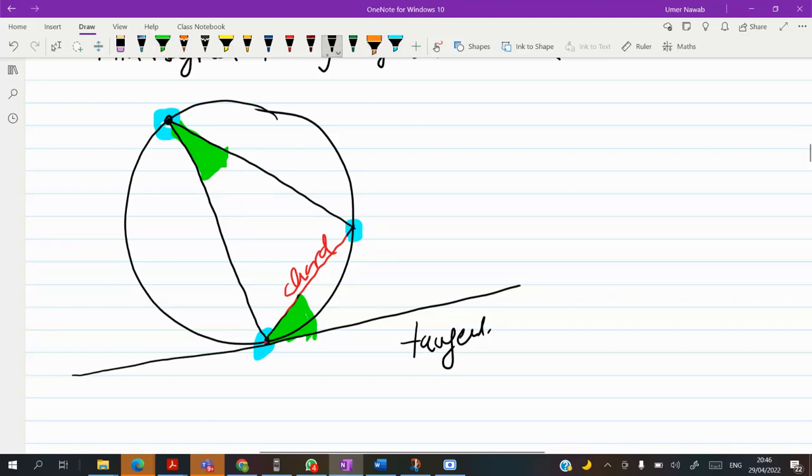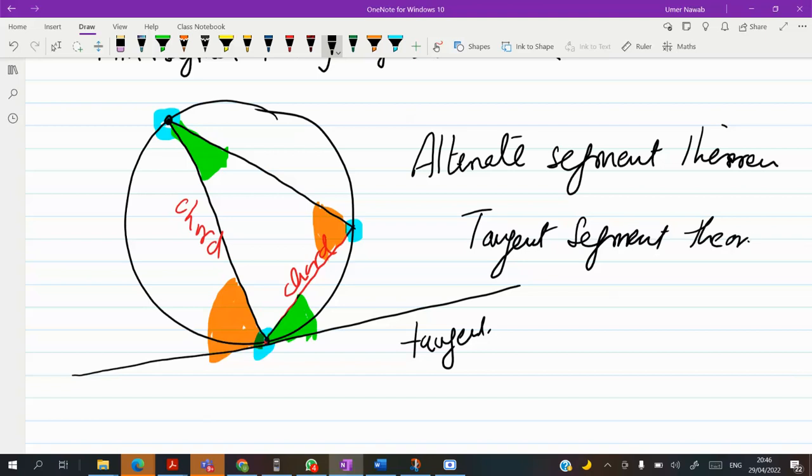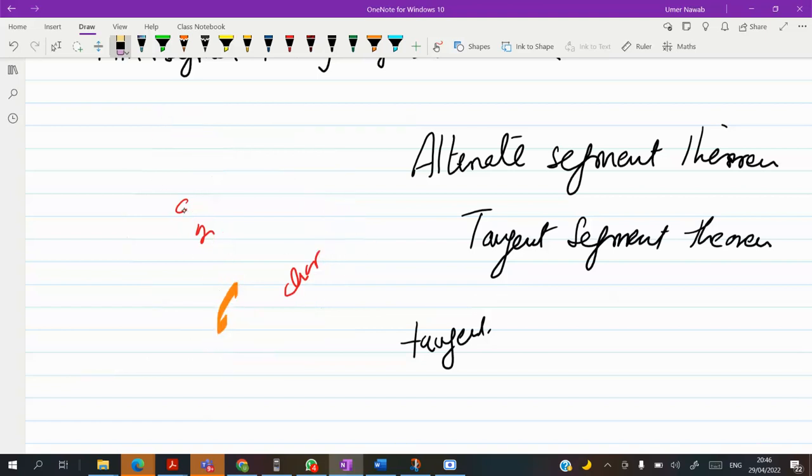Likewise, there is another chord you can see here. This is also a chord, and this chord is making an angle here with the tangent. And now you can see that this chord is making an angle here. So these two angles are also the same. And the name of this property is called the alternate segment theorem, or some people call it the tangent segment theorem. Any name you can use for this, tangent segment or alternate segment theorem.